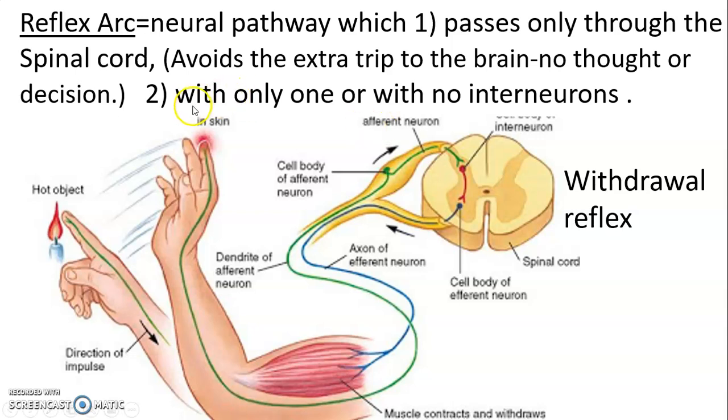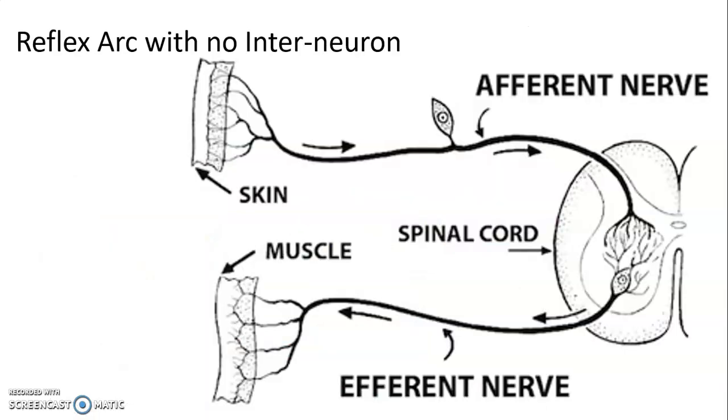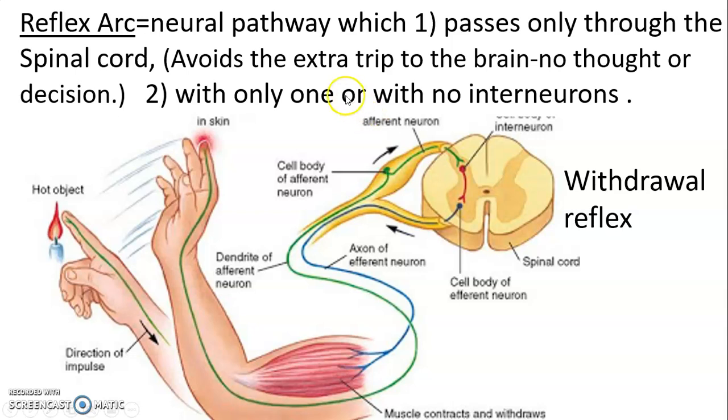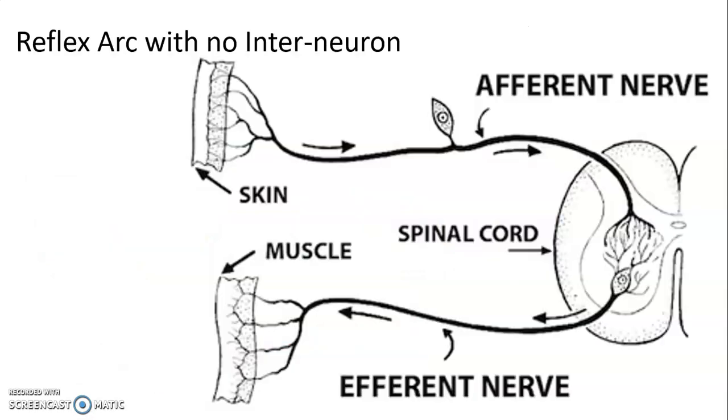The second thing that makes it a reflex is it has only one interneuron, or sometimes there are no interneurons for some reflex arc. So you look here, this little red thing is the interneuron, and it's very, very short and brief and just one of them. So that makes the whole pathway from the sensation to the motor command to remove your finger really fast, because it doesn't have to spend time connecting to all different parts of your brain with many interneurons.